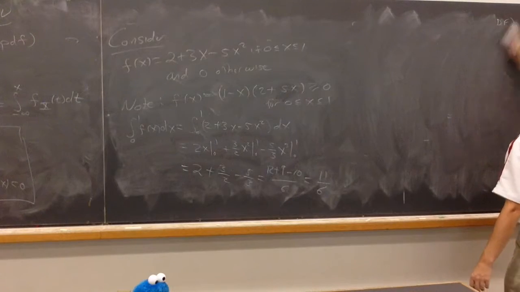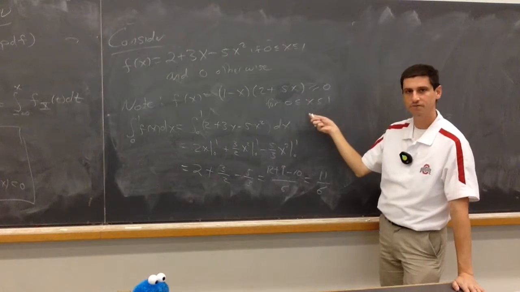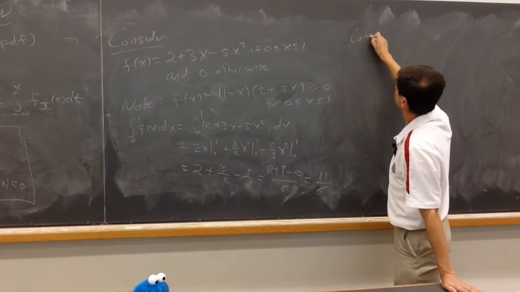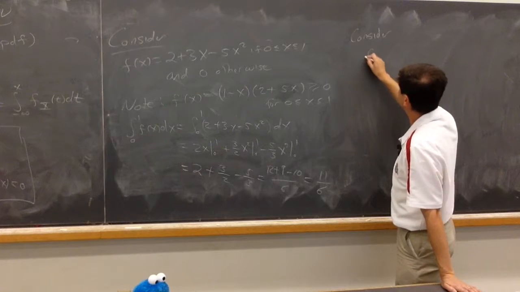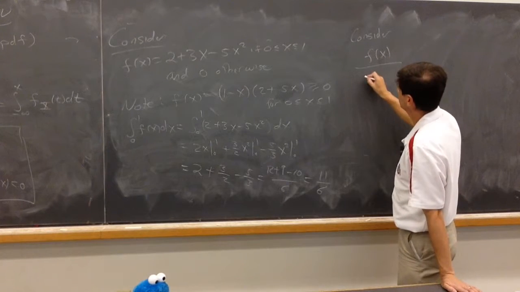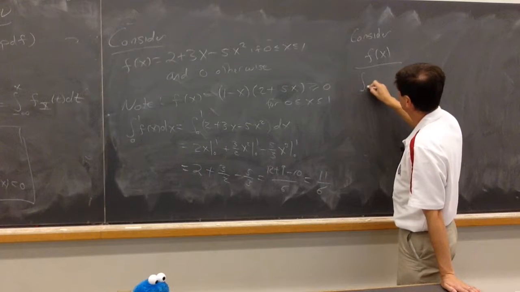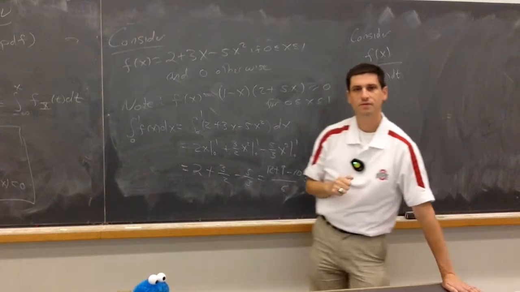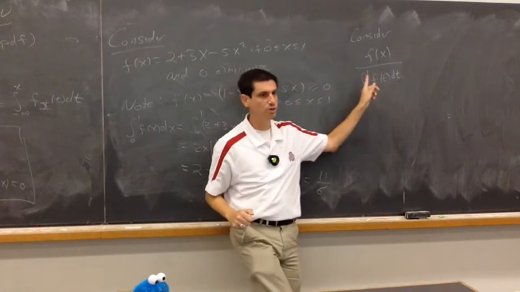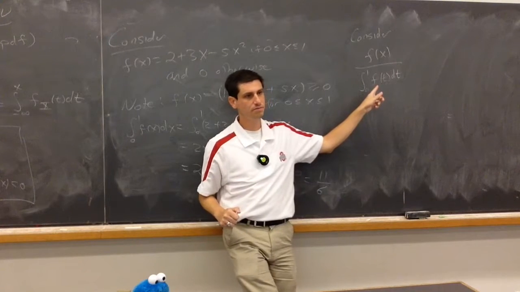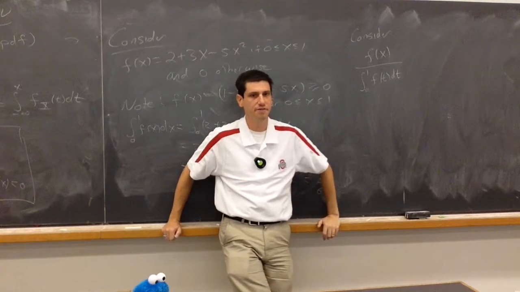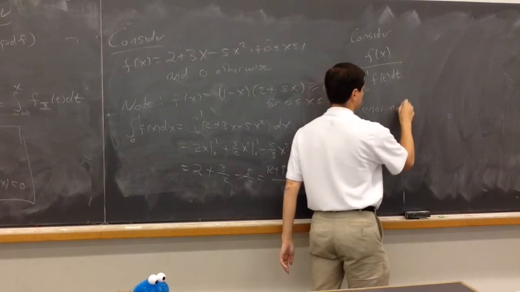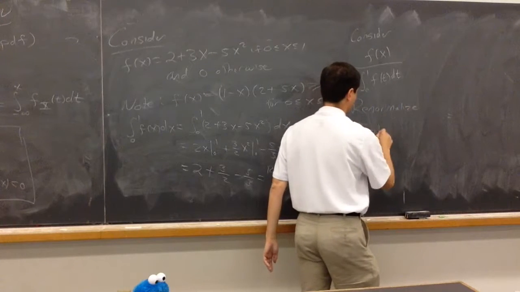All right, so now we have our expression here. It almost is a probability distribution. So consider f of x divided by the integral from 0 to 1 of f of t dt. That new expression will integrate to 1. So we're basically just dividing by the value. So this now renormalizes, integrates to 1.